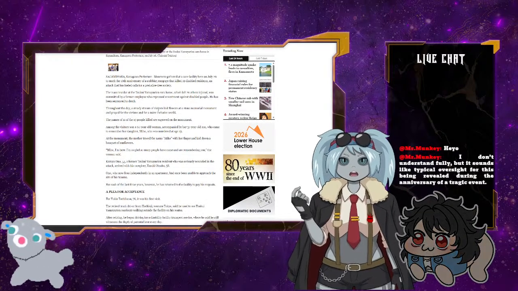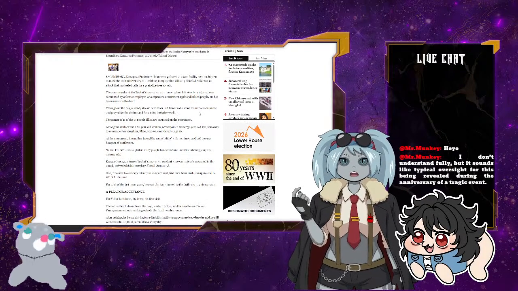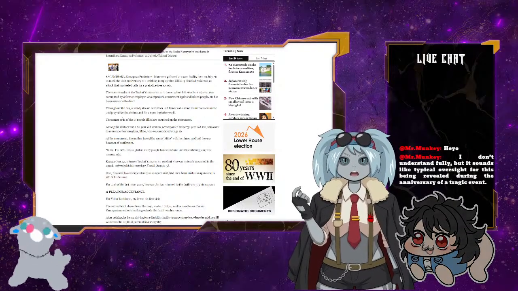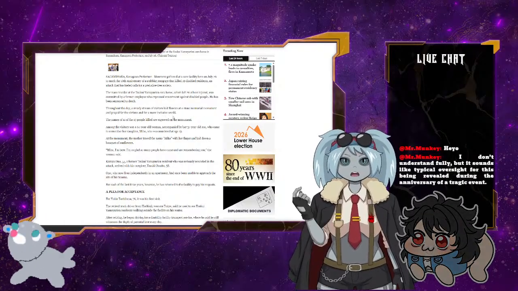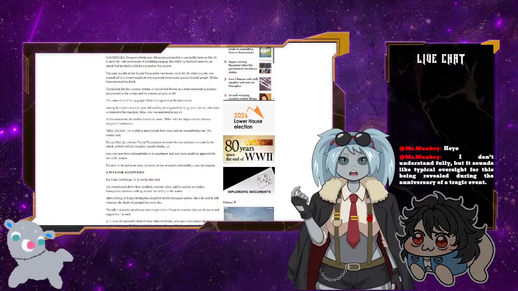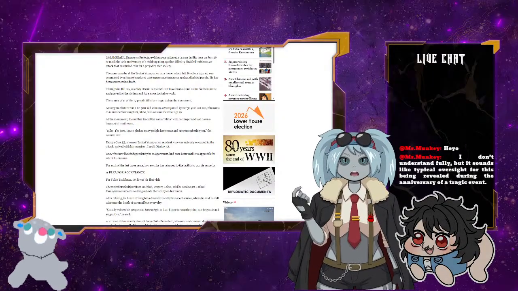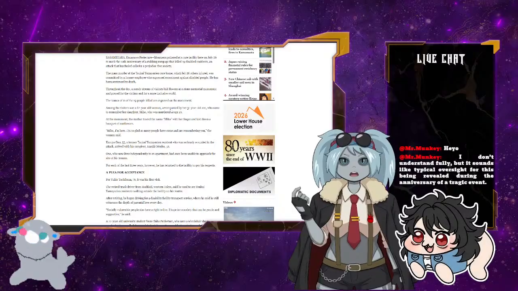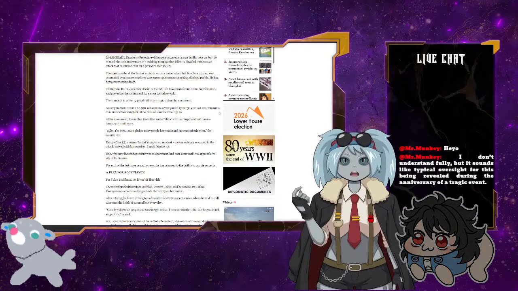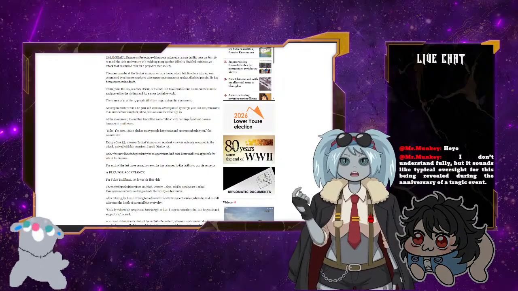Throughout the day, a steady stream of visitors laid flowers at the memorial monument and prayed for the victims. The names of the 19 people killed are engraved in the monument. Among the visitors was a 62-year-old woman accompanied by her 31-year-old son, who came to remember her daughter, Miho, who was murdered at the age of 19.